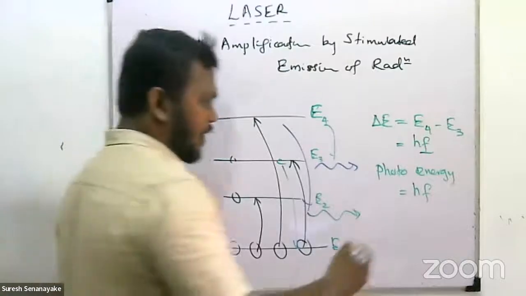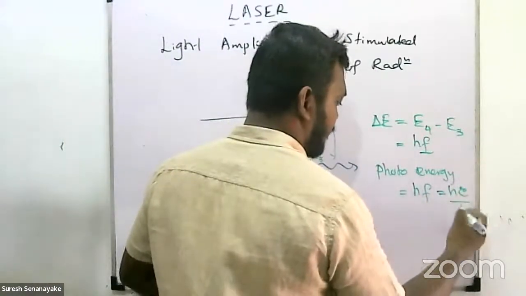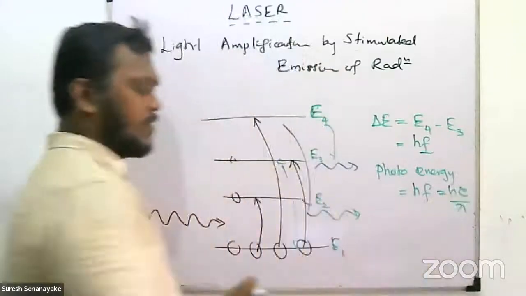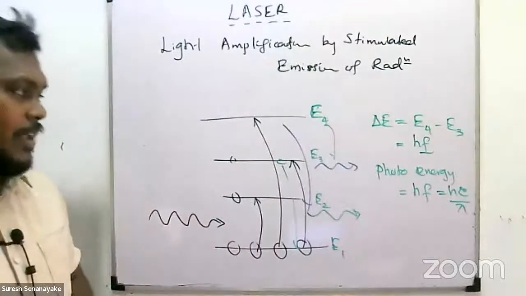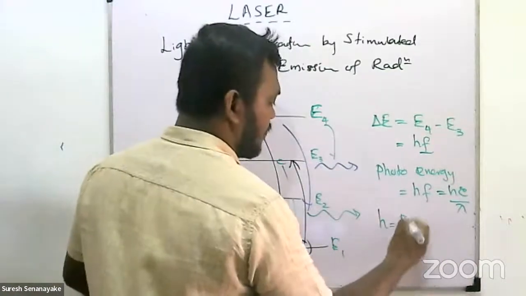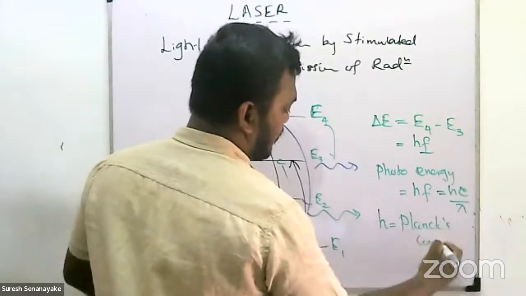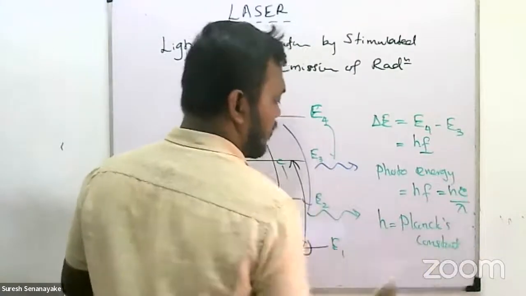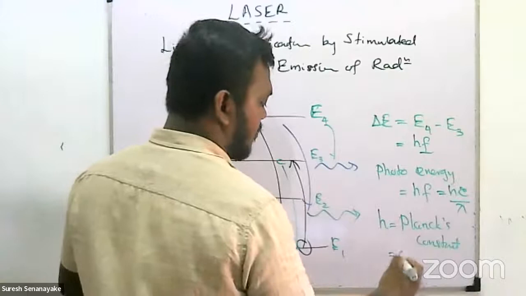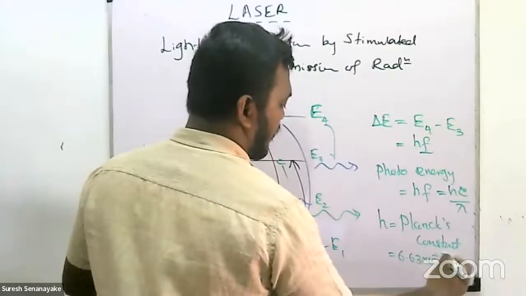The frequency you can write as c over lambda, where c is the speed of light, because v equals f lambda. So c over lambda is the frequency. And h here means the Planck constant. Right? Its value is about 6.63 times 10 to the minus 34 joule seconds.